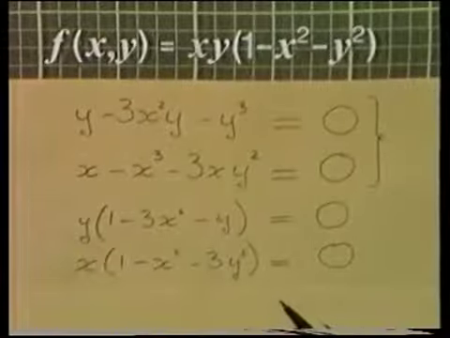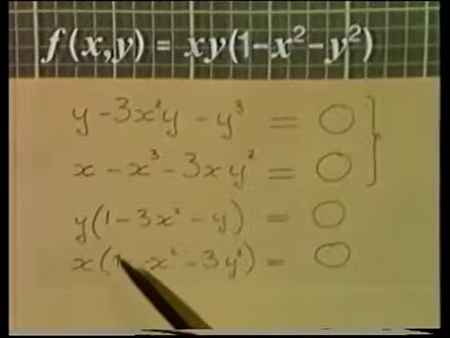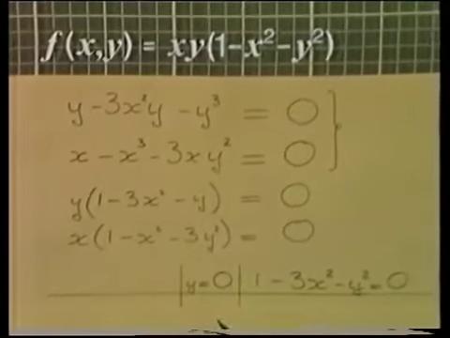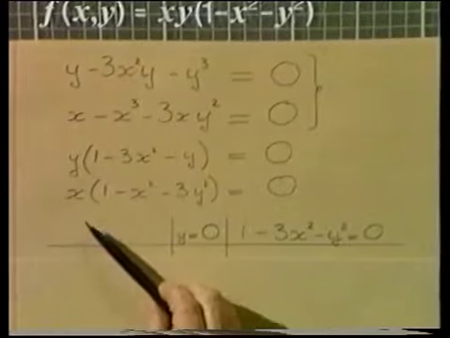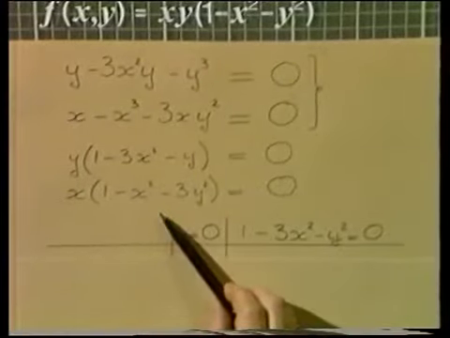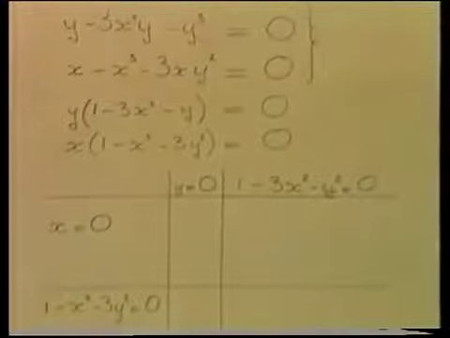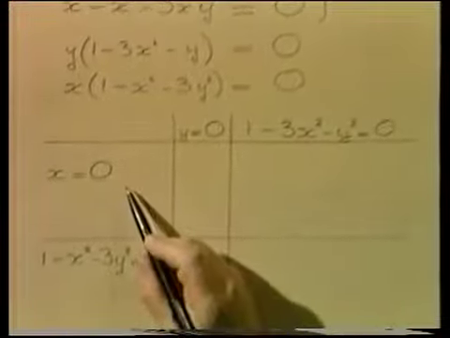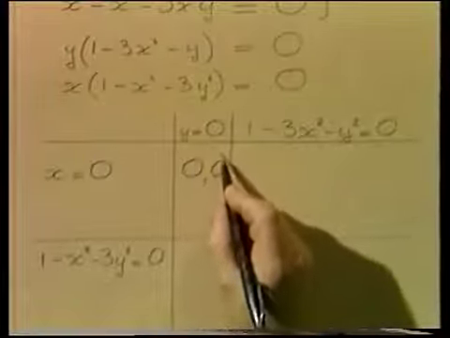Now, what values of x and y satisfy this first equation? Well, either y is 0 or the bracket is 0. So there are two possible cases here that we must consider. And how do we satisfy the second equation? Well, either x is 0 or the bracket is 0 again. So there are another two possibilities that we must look at. Altogether, there are four possible cases. Let's look at the first one. Here x is 0 and y is 0, so (0, 0) must be a stationary point.